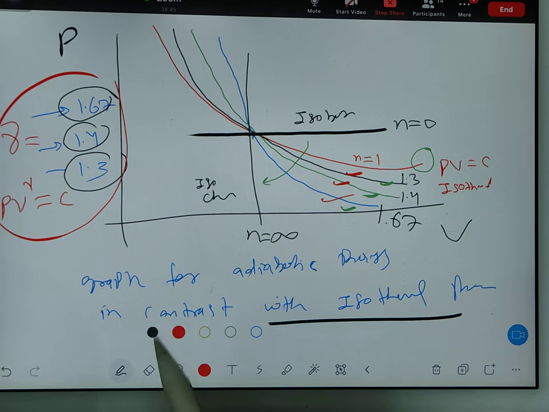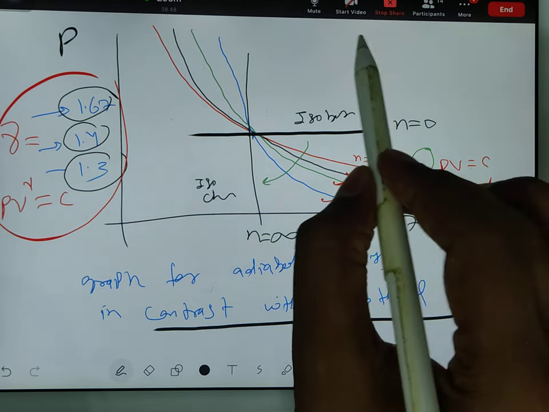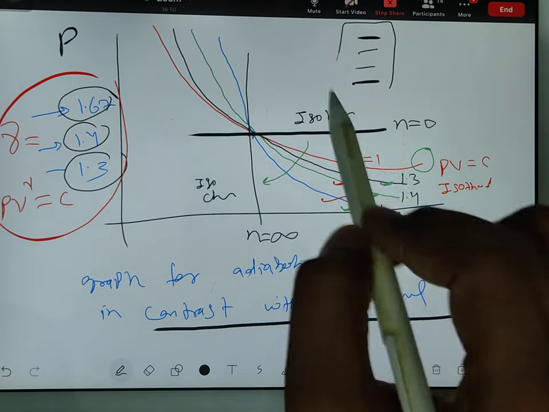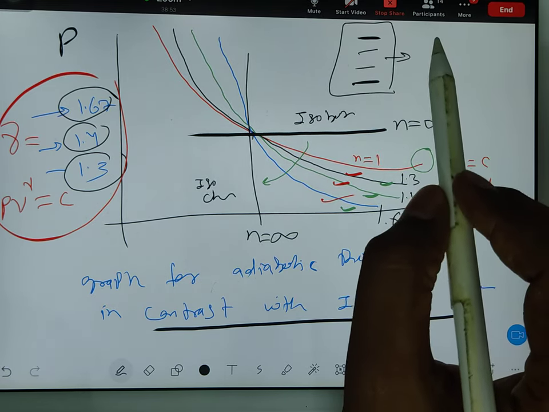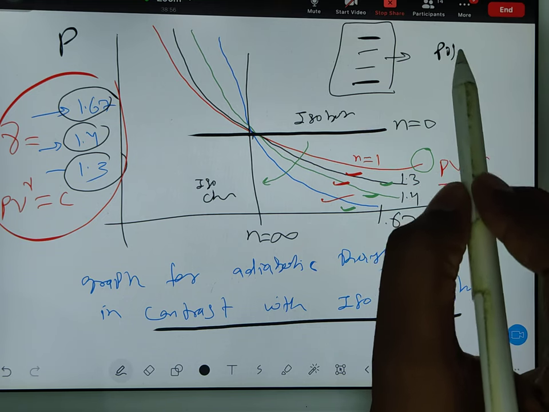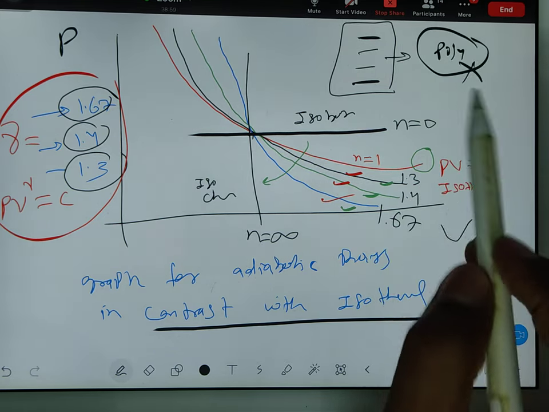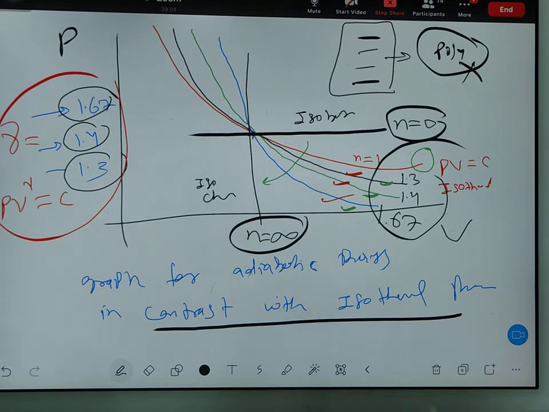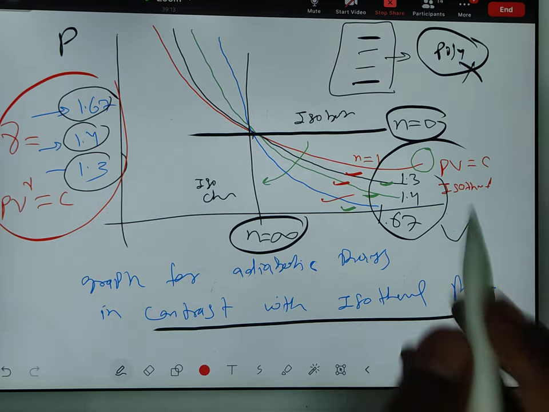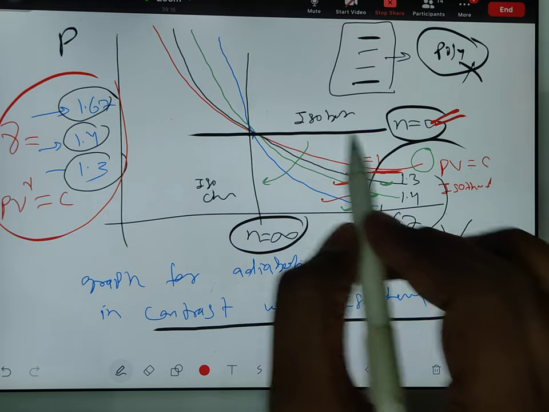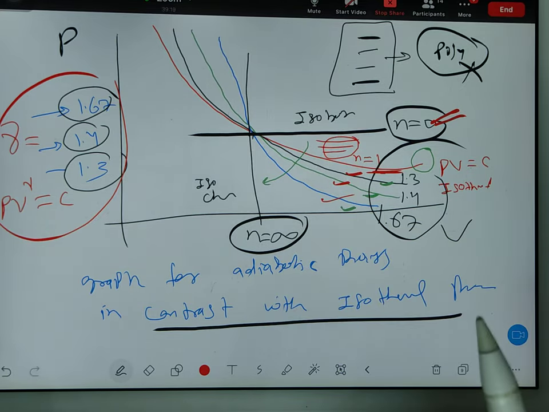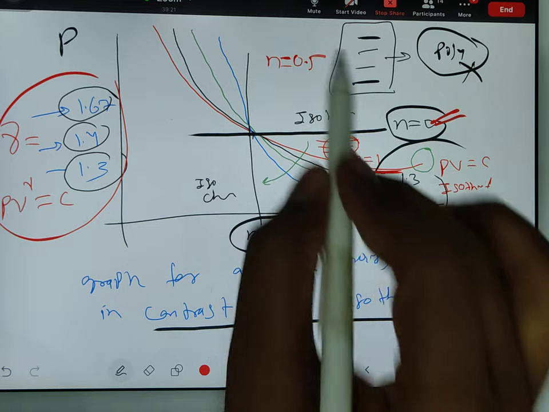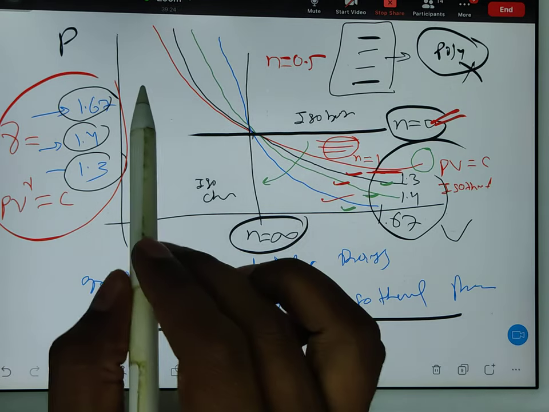Now suppose you don't have isobaric, isochoric, isothermal or adiabatic in real life, then what will you do? In real life, we call the process a polytropic process. Polytropic process is that process where your index value is neither zero nor these values nor infinite. Other than these values, if any other value is there, then you will say polytropic process, right? So for a polytropic process, suppose this is zero and this is one. Between zero and one, if you are having any line, suppose I'm giving you n is equal to 0.5. So where will it pass? It will pass like this, right?